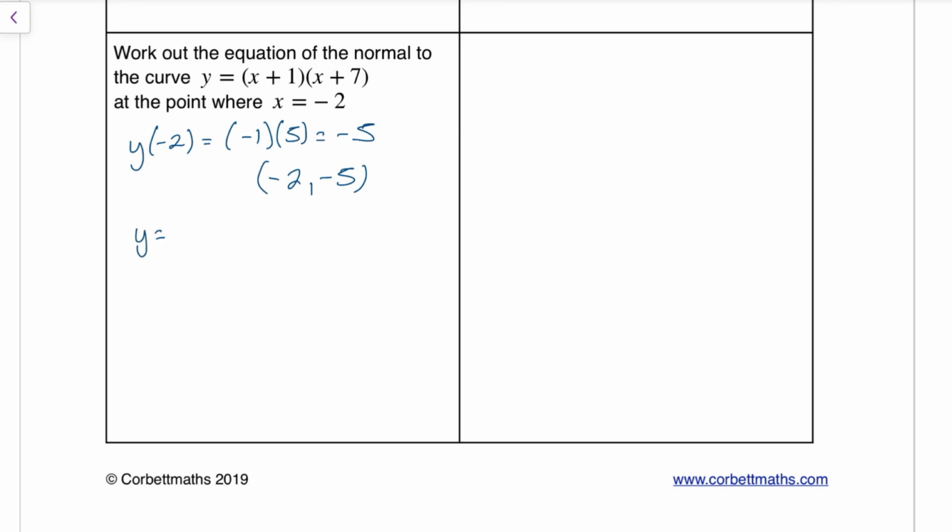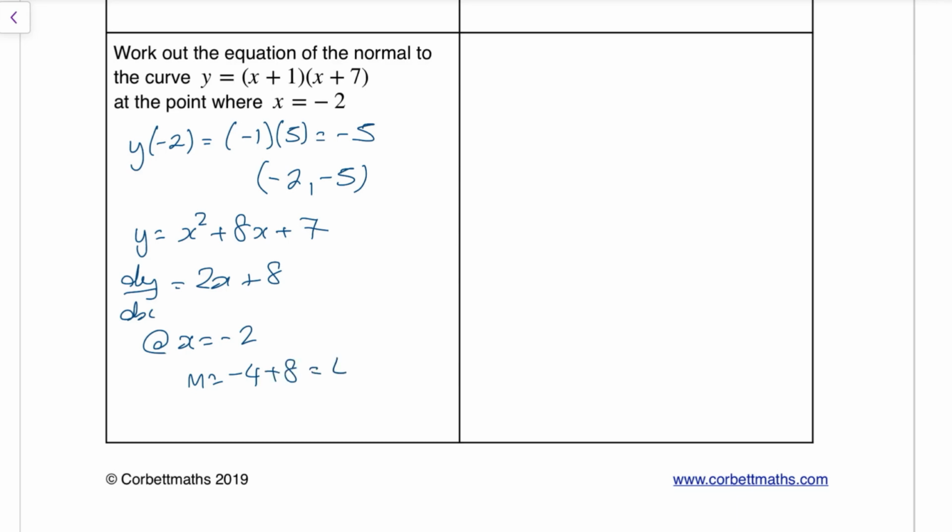Then what I'm going to do is expand this. So it's going to give me x squared plus 8x plus 7. And then I'm going to differentiate this, which is going to give me 2x plus 8. And at the value x equals minus 2, the gradient is, well, 2 times minus 2 is minus 4 plus 8, which is 4, which means the gradient of the normal is minus a quarter.